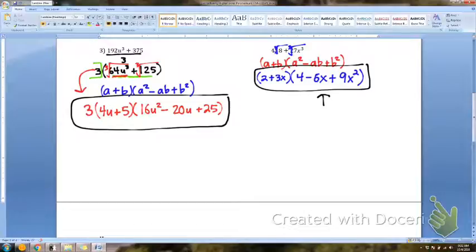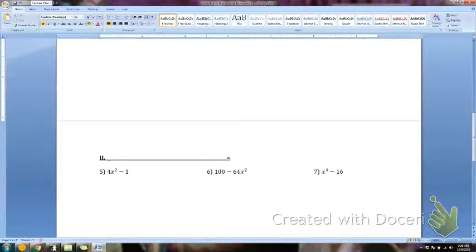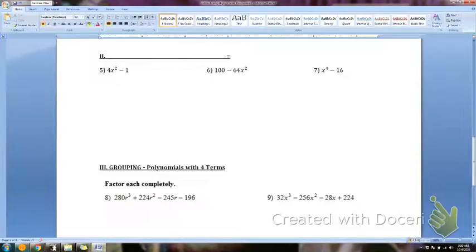All right, let's go ahead and look at example 5, or the next page. So we're going to review a little bit of factoring difference of squares. And we've dealt with this a little bit, but we're going to get deeper into it. Factoring difference of squares.